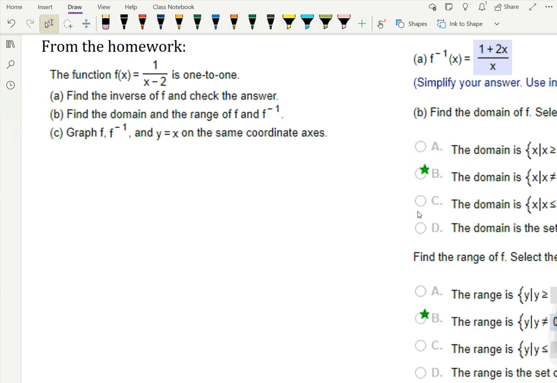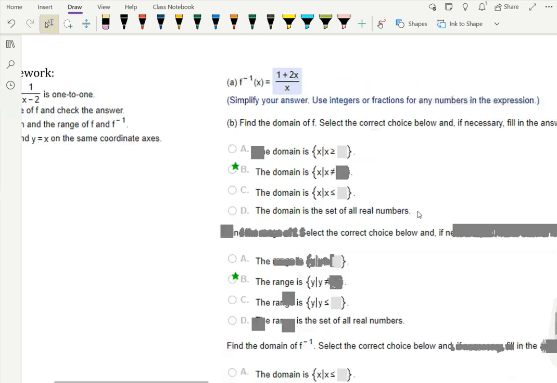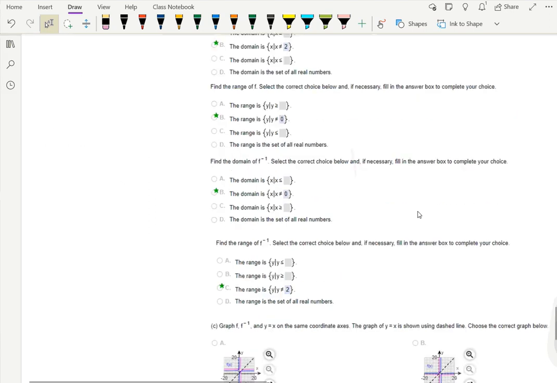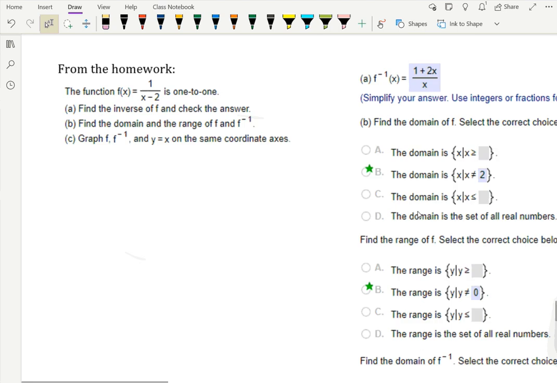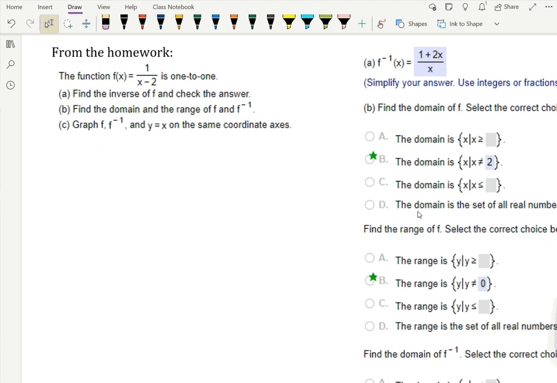Now, you really don't have to necessarily restart the video because obviously the answer is already listed here, but I'll go through maybe a little bit more of an explanation on why those are correct. Okay, so on part A, find the inverse.